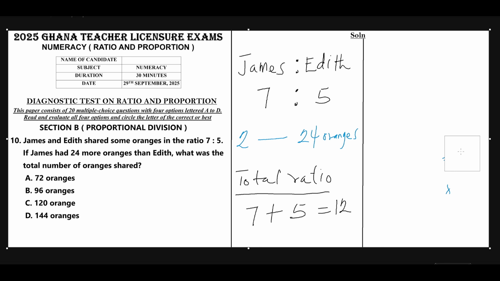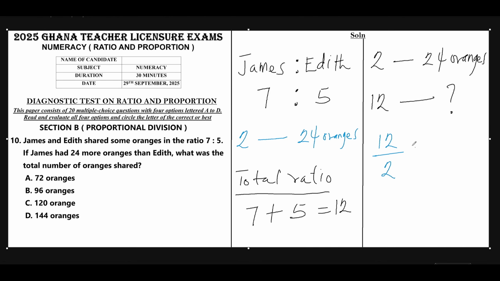Let's calculate the total number of oranges that was shared. So now, if the ratio 2 corresponds to 24 oranges, then the ratio 12 must also give us some number of oranges. So if more, then less will divide. So we have 12 divided by 2 multiplied by 24 oranges.